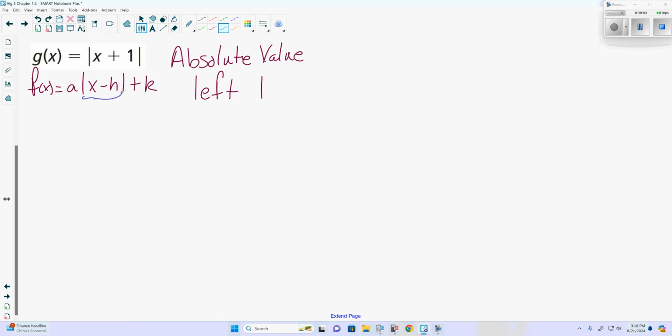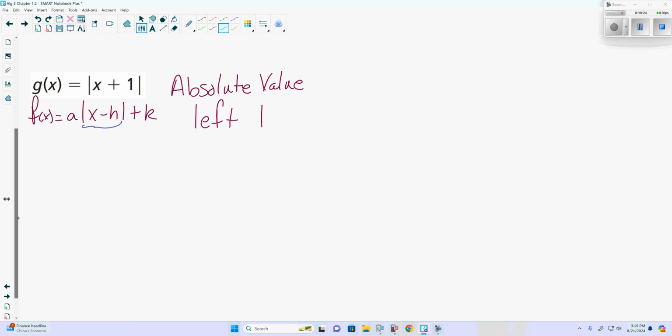Look at the general form. It is what? x minus h, yes? The one we have is x plus 1, yes? What is the only way that we can turn a negative into a plus? Is with another negative. So really, what this function is saying is that g of x is equal to the absolute value of x minus negative 1. So the value of h really is negative 1. That's why it's moving left.